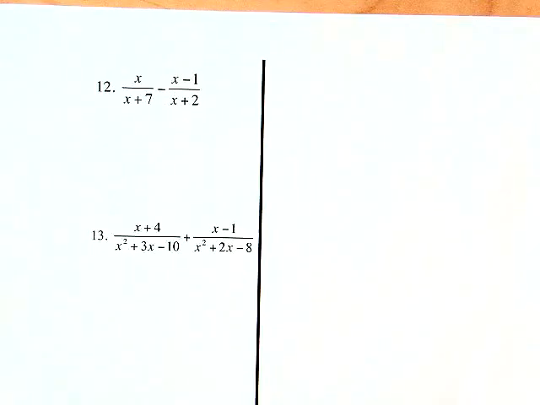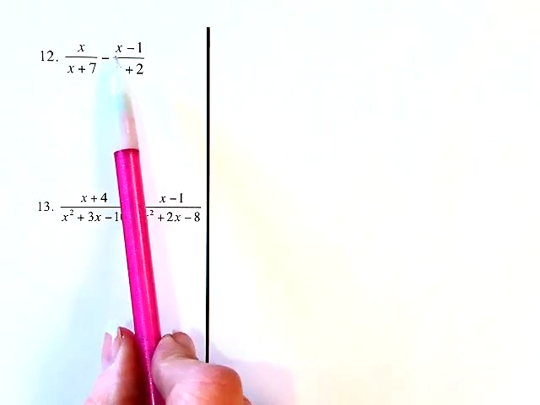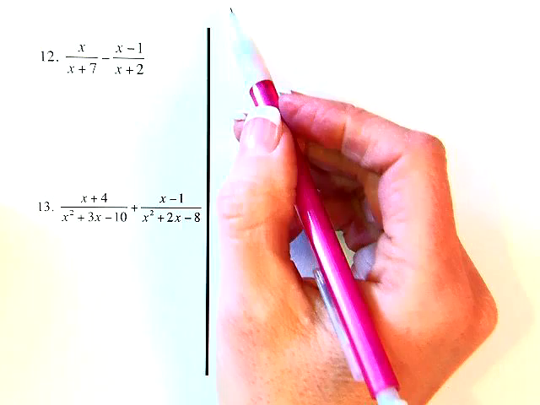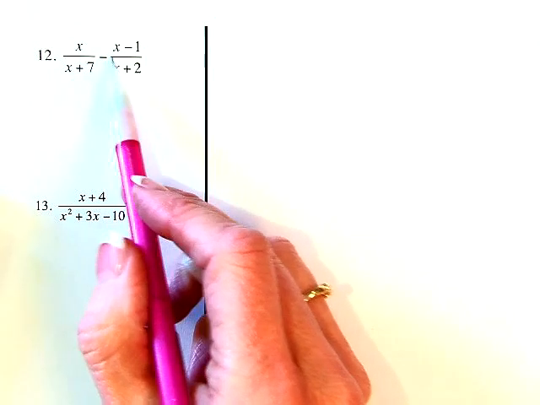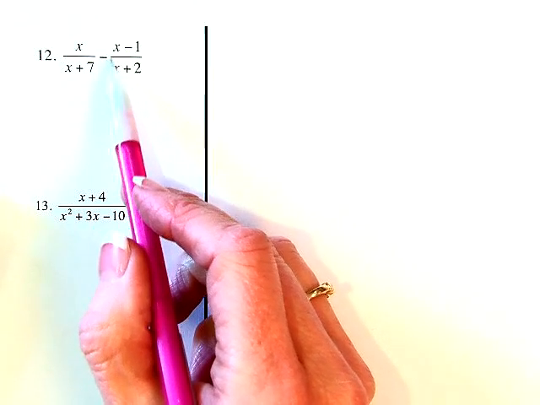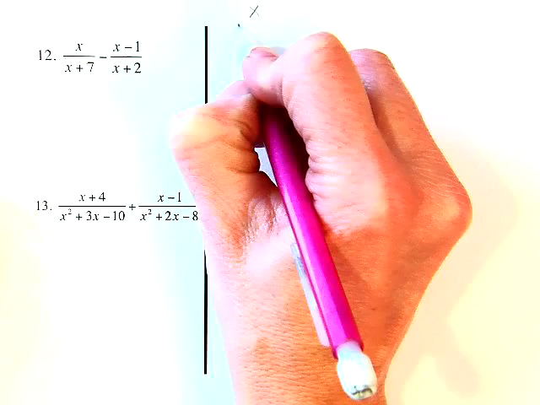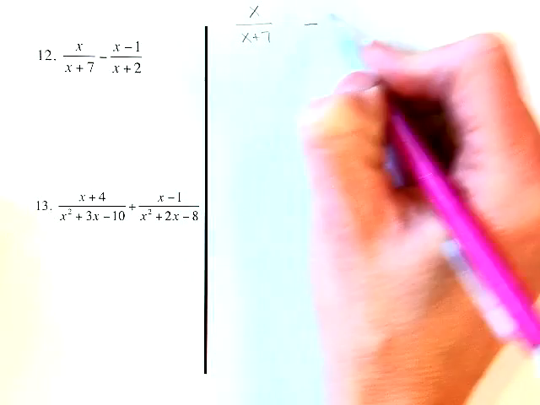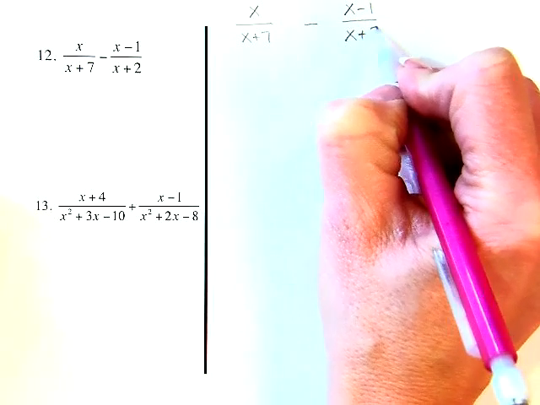All right, here's number 12. We are looking at x over x plus 7 minus, now we need to be really careful about the minus there, x minus 1 over x plus 2. I'm actually going to rewrite this one up here because I want to show some work, and I'm going to leave some space between the first fraction and the minus symbol, and then also some more space in the second one. So we're looking at x over x plus 7, leaving some space, minus, leaving some space, x minus 1 over x plus 2.